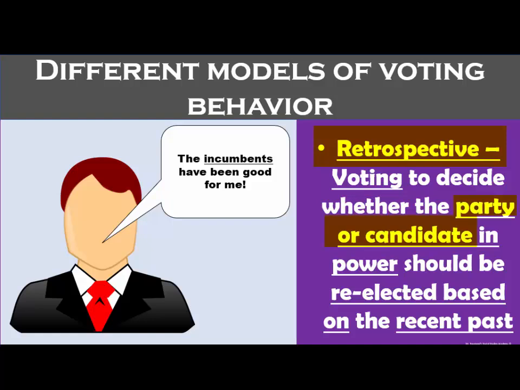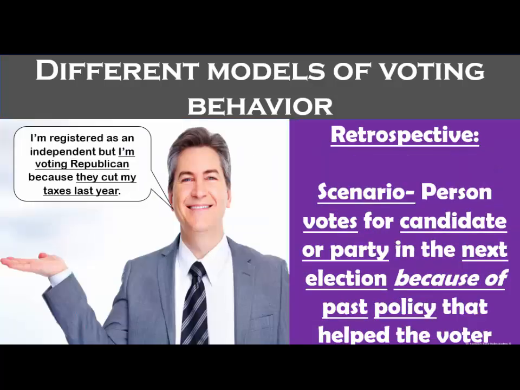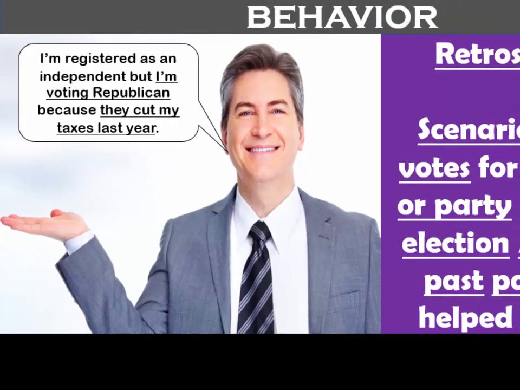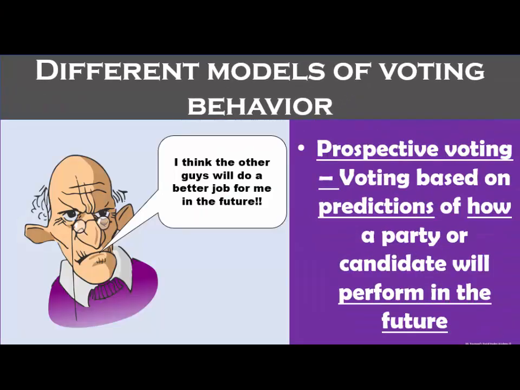For the retrospective model, an individual votes based on whether a candidate or a party in power should be reelected based on their recent past policies, job performance, things like that. Now, it's not always an incumbent, but in the scenario AP will give you, the word incumbent might be a clue that it's retrospective, because they have to have some sort of track record on policies that they pass, whatever past performance they have politically, that's making an individual vote for them right now. They might give you a scenario like this guy who is an independent but is voting Republican in the next election because they recently cut his taxes. That would be retrospective.